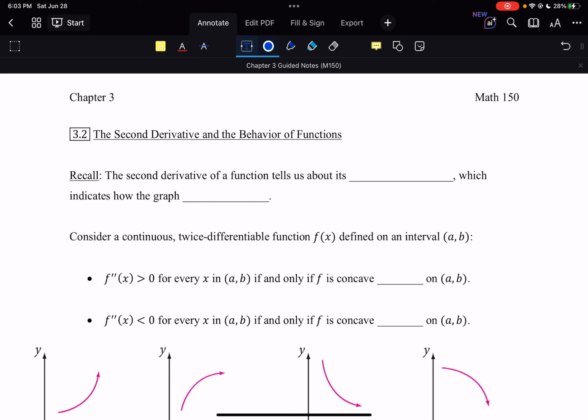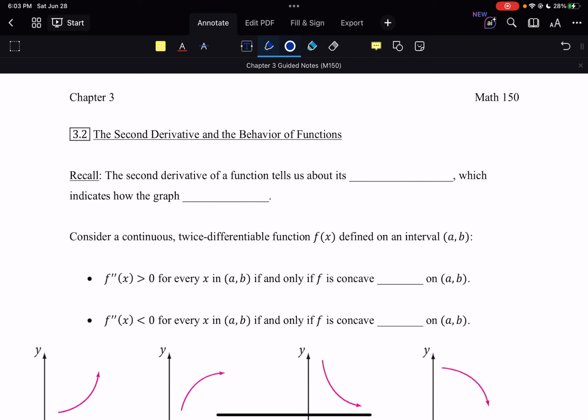All right, welcome back. We are in section 3.2, talking about the second derivative and the behavior of functions. So we've already looked at how the first derivative can affect what a curve looks like, how a function behaves. We talked about the idea of increasing or decreasing. Now we're going to see how the second derivative plays a role in all of this.